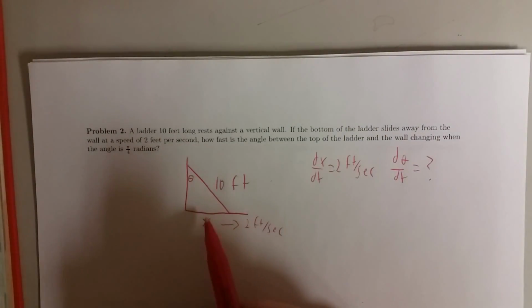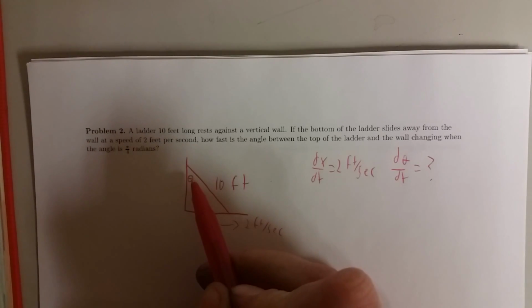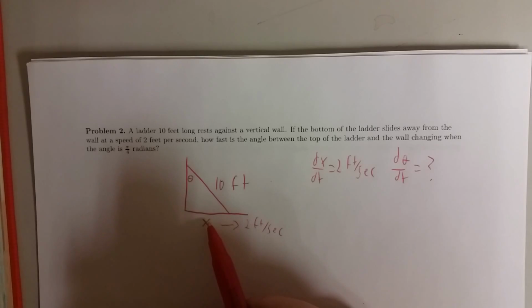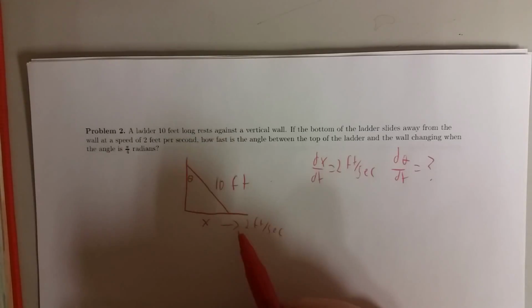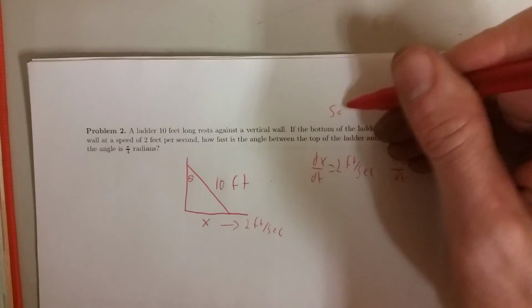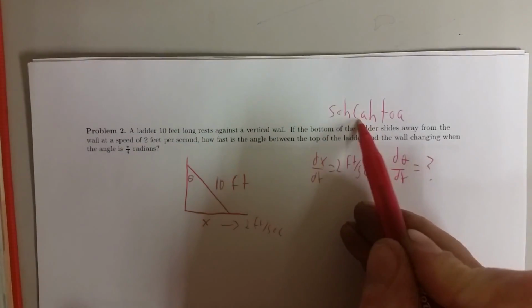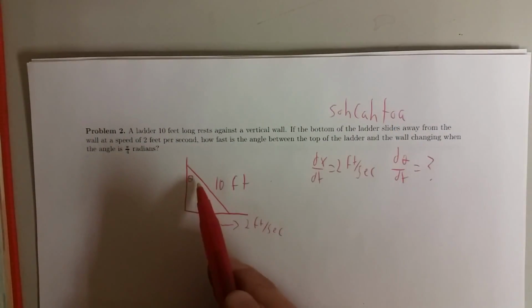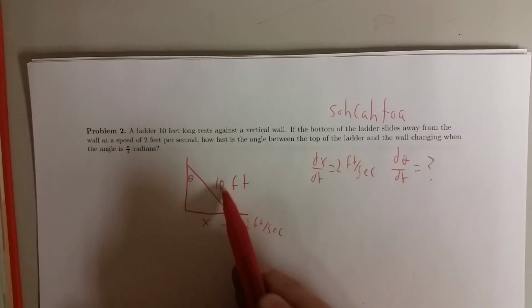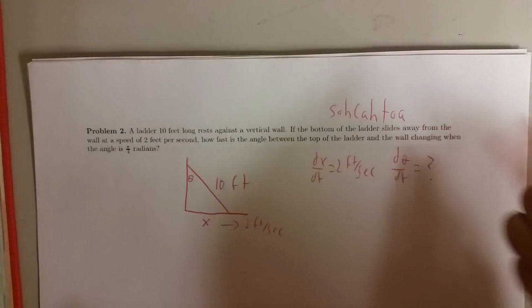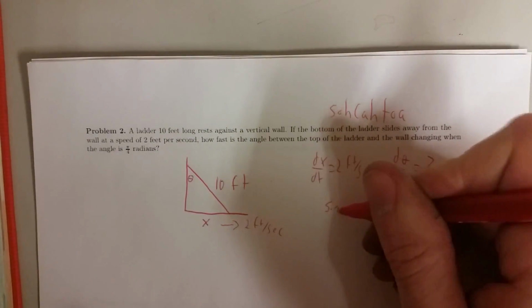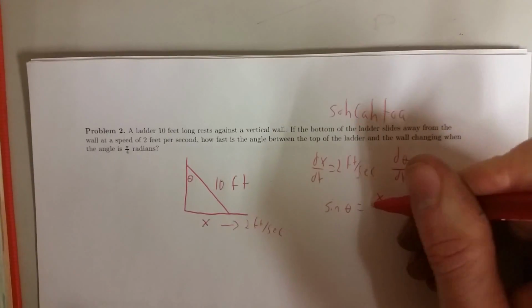Okay, so with any related rates problem, what you're trying to do is write some kind of equation that relates the variables. So we have theta and we have x. So I think about my trig and I think, okay, SOHCAHTOA. My job is to figure out, am I going to use sine, cosine, or tangent? What we know is opposite and hypotenuse, so it's sine. So our equation is sine theta equals x over 10.